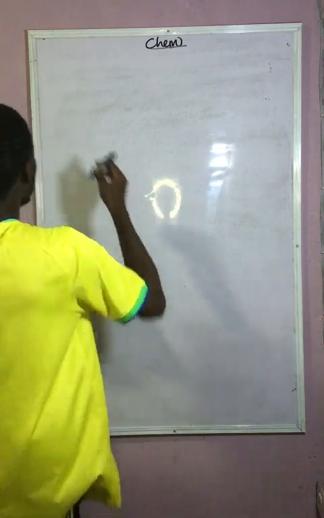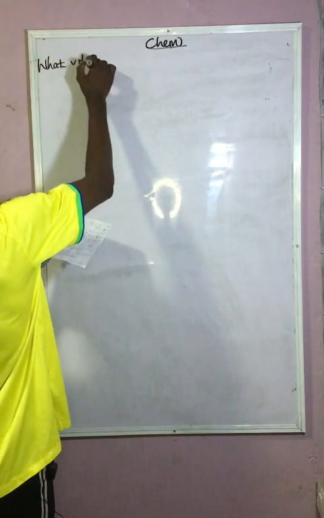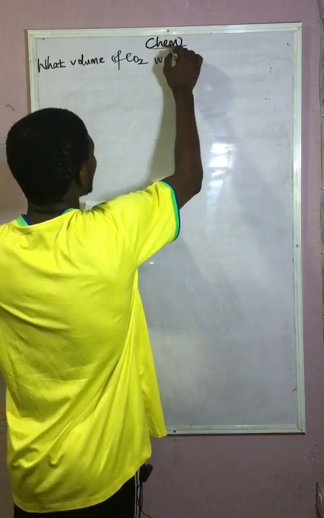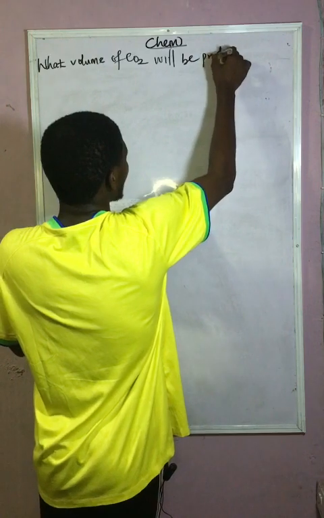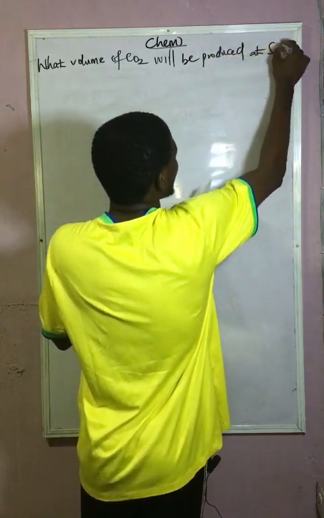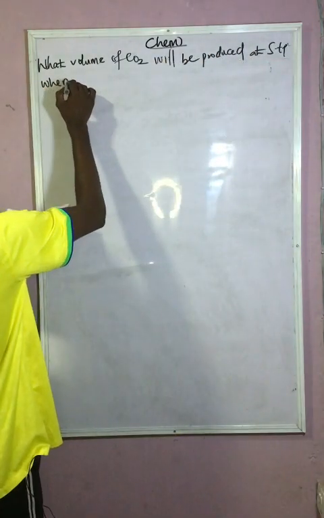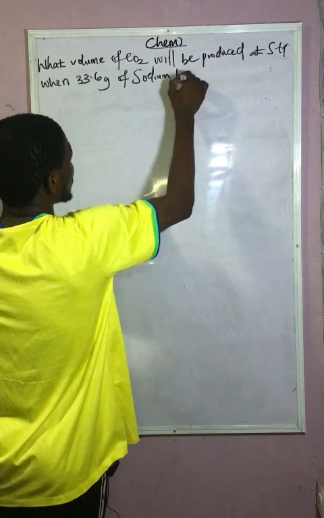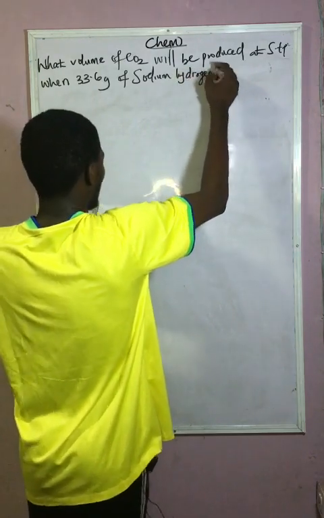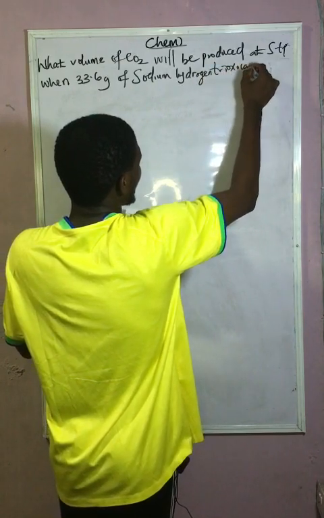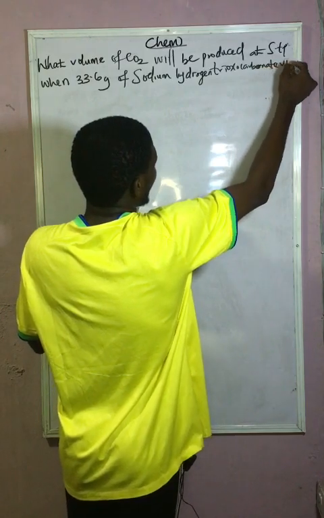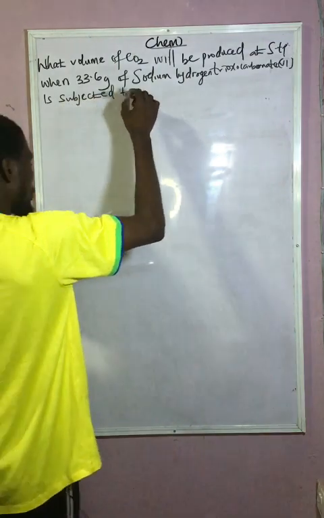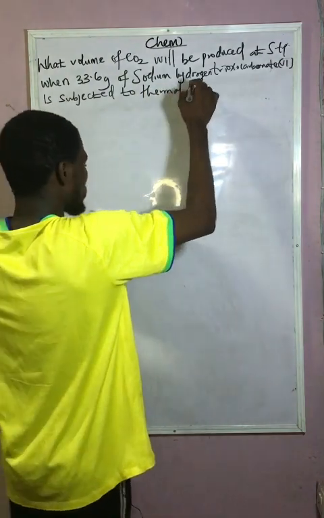Okay, let's take a look at this. What volume of CO2 will be produced at STP when sodium hydrogen trioxocarbonate(IV) is subjected to thermal decomposition.